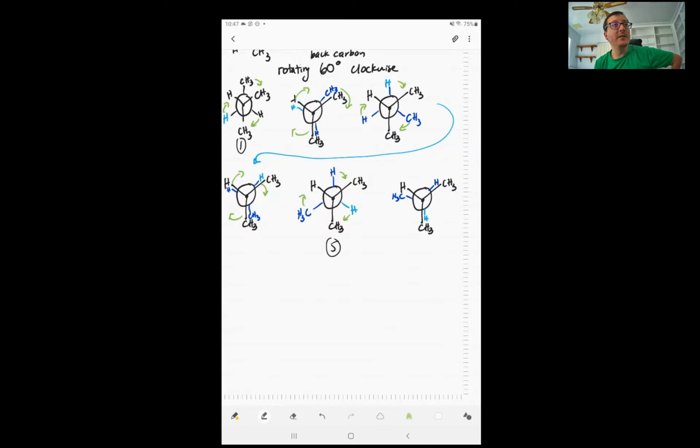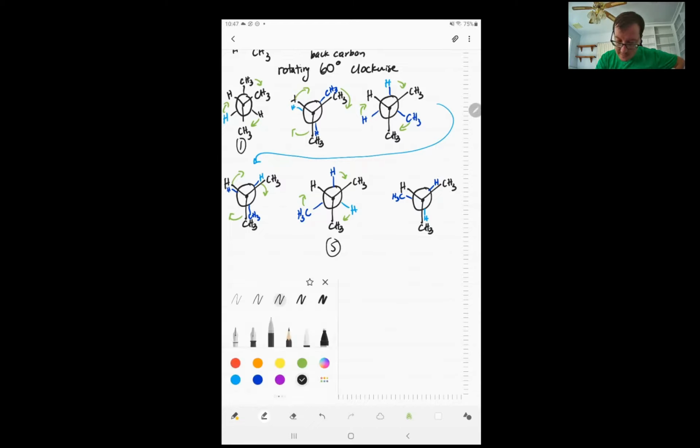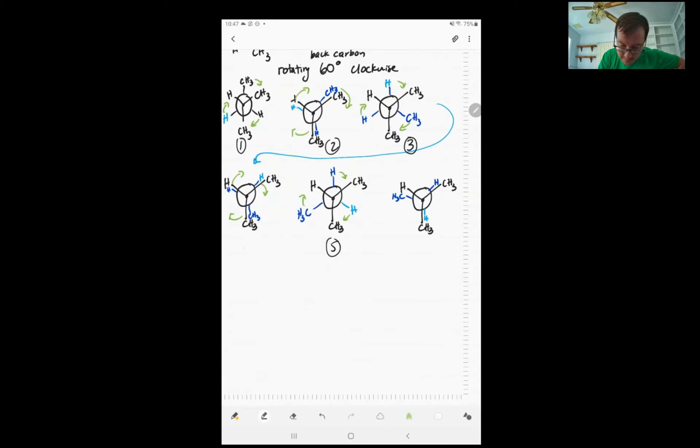Let's look at our staggered ones, because those are always our highest energy. Our staggered ones for this, I'm going to label them so we can compare them easily. Our staggered ones are 2, 4, and 6, right? I'm sorry, those are the eclipsed ones. I am so sorry. 2, 4, and 6 are eclipsed, right? They're the ones that are overlapping. So staggered ones are 1, 3, and 5. Eclipsed ones are 2, 4, and 6. Is that okay? We can identify them as staggered or eclipsed.